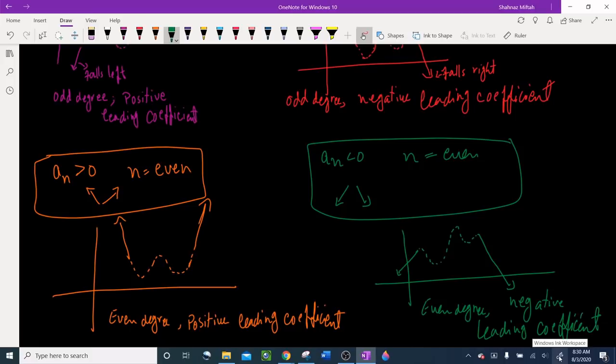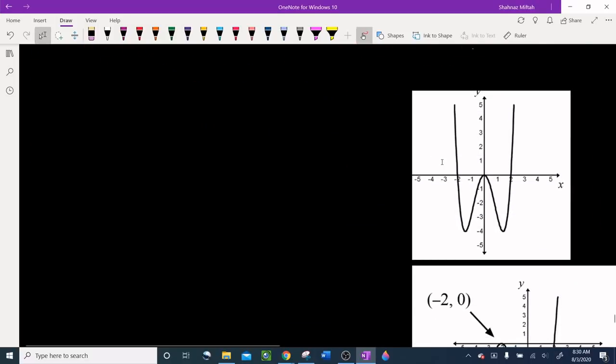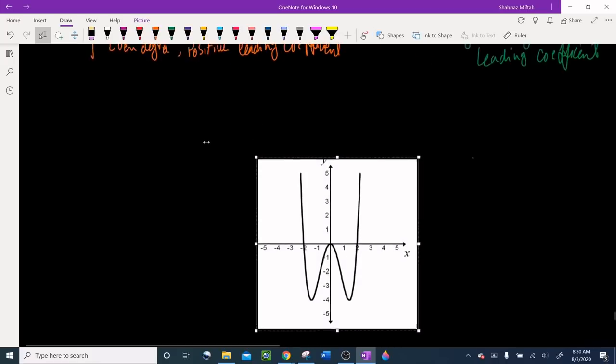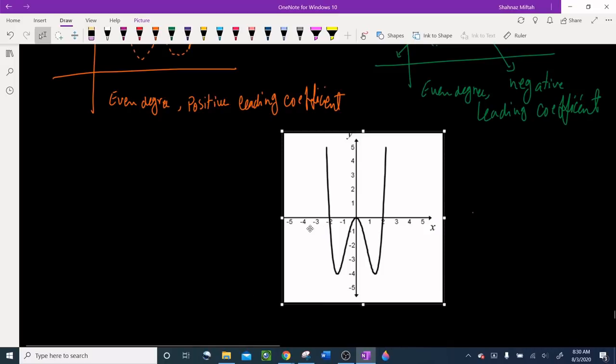Okay. Now we have an example, and I'm going to use this one. I'm just going to move it here so we can work with it. In this case, we're going to use the leading coefficient test to determine the end behavior of the graph. The function for this graph is f of x equals x to the power 4 minus 4x squared.